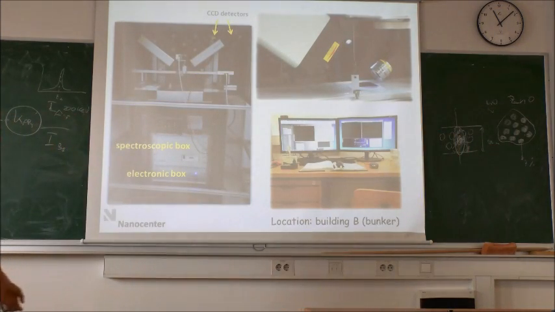Here are some additional photos of this equipment. Here we can see the other components of the imaging ellipsometer, for example, the spectroscopic box with a xenon arc lamp inside and the electronic box, and there are also computers. This equipment is located next door to the focused ion beam, in the basement of building B.